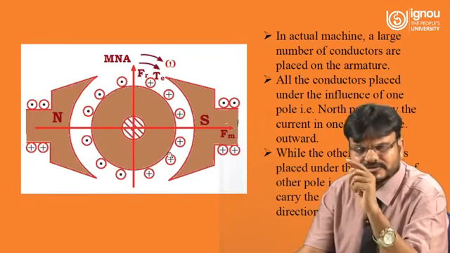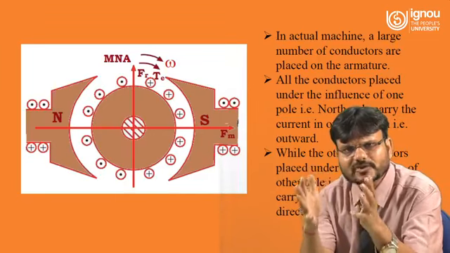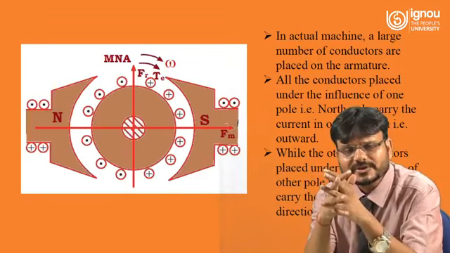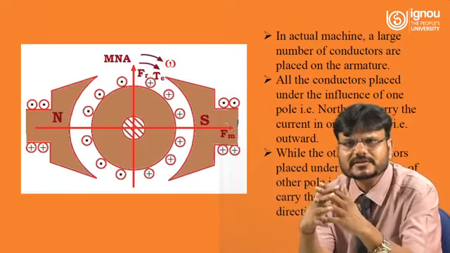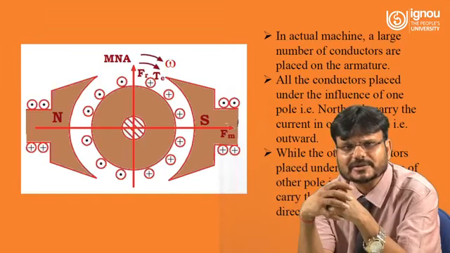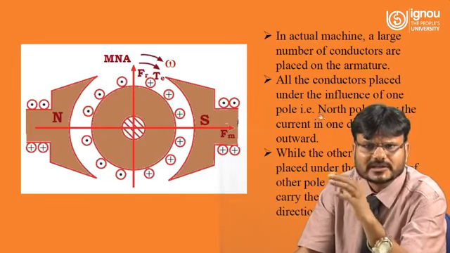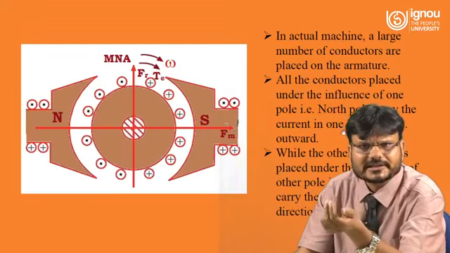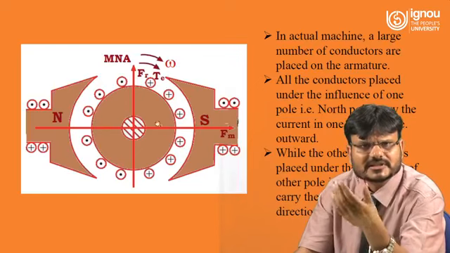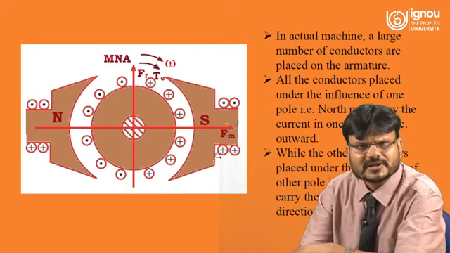Now, whatever we have discussed till now, we are assuming there is only one coil in the main field flux. But in a motor there will be a number of conductors. So in an actual machine, a large number of conductors are placed on the armature. Here you can see 1, 2, 3, 4, 5 and so on. All the conductors placed under the influence of one pole, that is the north pole, carry current in one direction, or you can say outward, while the other conductors placed under the influence of the other pole, that is the south pole, carry current in the opposite direction.